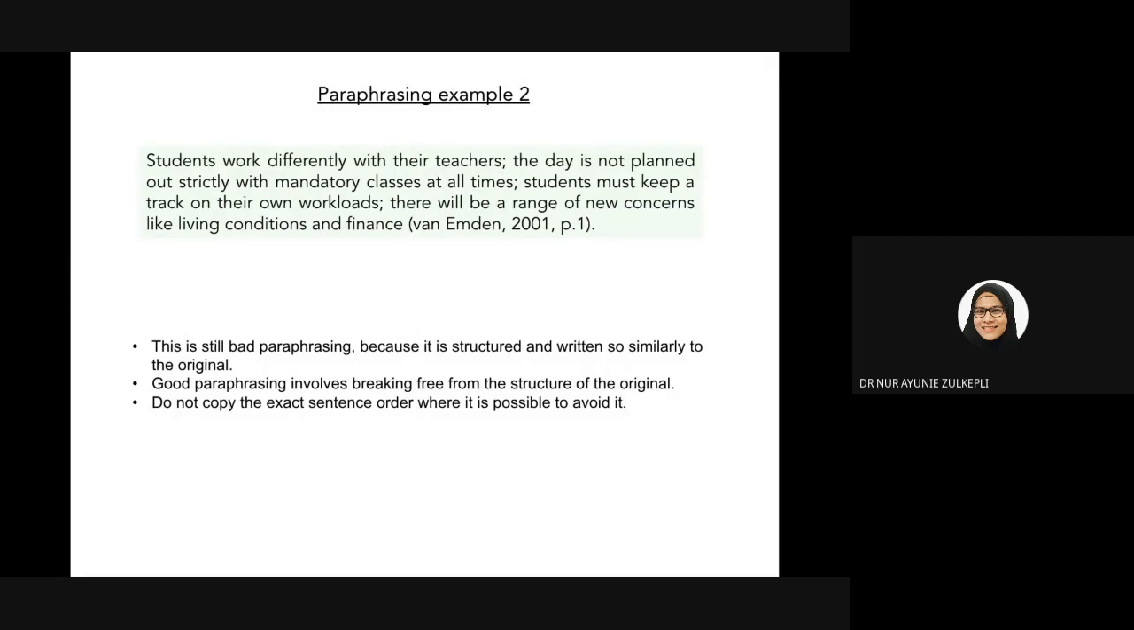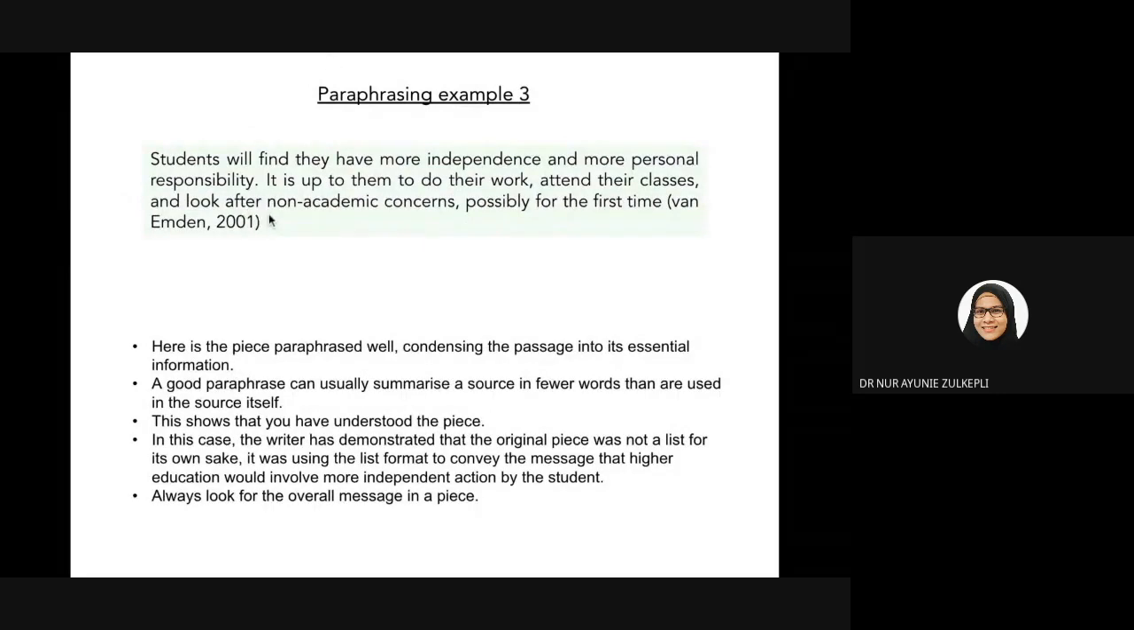So good paraphrasing involves breaking free from the original sources. How? Look at this one. Students will find they have more independence and more personal responsibility. It is up to them to do their work, attend their classes, and look after non-academic concerns, possibly for the first time. And then good, he referenced it correctly here.